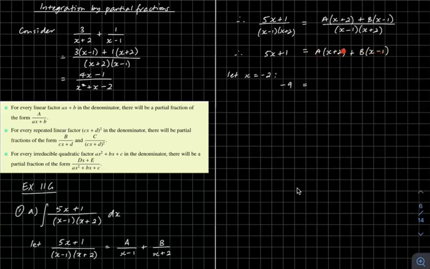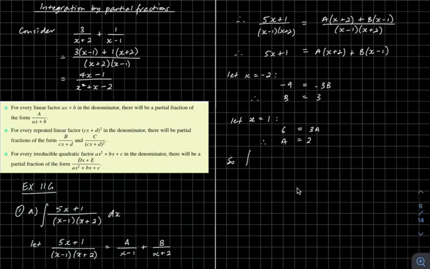So basically, by letting x equals negative 2, eliminate that, I'll find out a value for b here. So negative 9 on the left-hand side. On the right-hand side, I've got b times negative 2 minus 1. So that's negative 3b, so therefore b is equal to 3. And now if I let x equal 1, then on the left-hand side I'll have 5 plus 1 is 6. On the right-hand side, my second term with the b will be eliminated, and I'll just have a times 3. So therefore a is equal to 2.